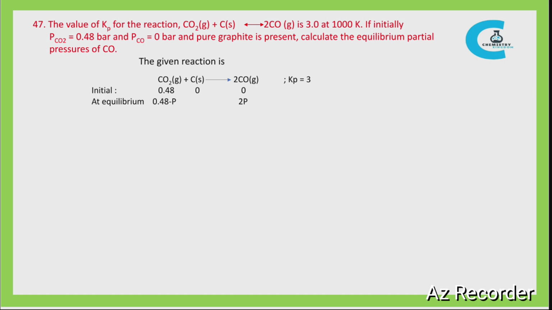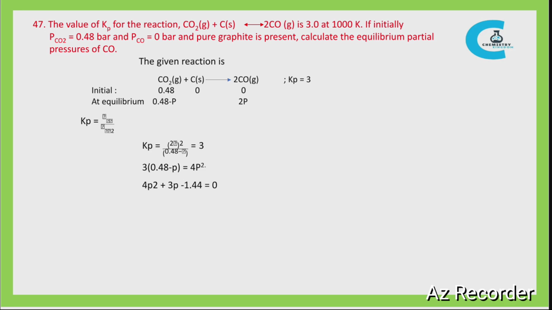Let us say at equilibrium 0.48 minus P is the pressure of CO2 and 2P is the pressure of CO. Then write the Kp formula. Kp is equal to the partial pressure of products divided by reactants. The product is CO, so CO squared divided by CO2. Carbon is in the solid state, so it is not included. So what will you get? Kp is equal to 2P whole squared divided by 0.48 minus P. Finally we get 3 into 0.48 minus P is equal to 4P squared.